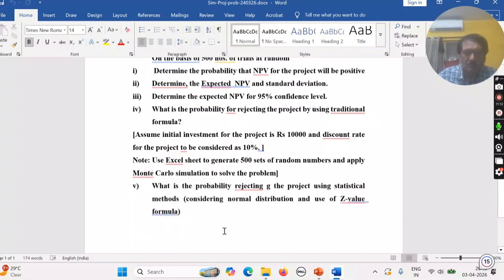And lastly, what you have to find out is the probability for rejecting the project using statistical methods, that is, considering normal distribution and use of the Z value formula, that we know.